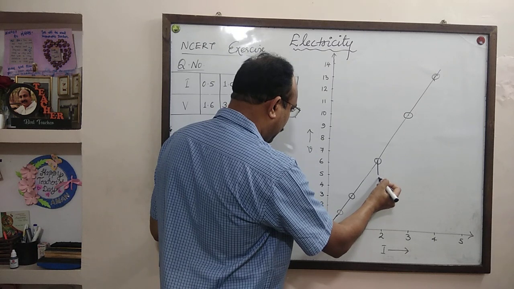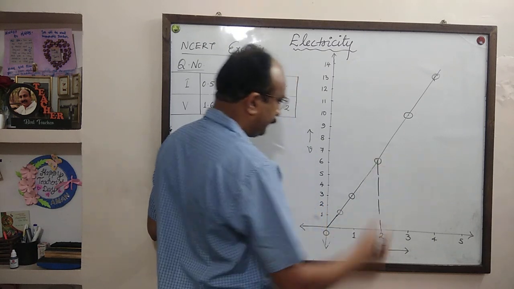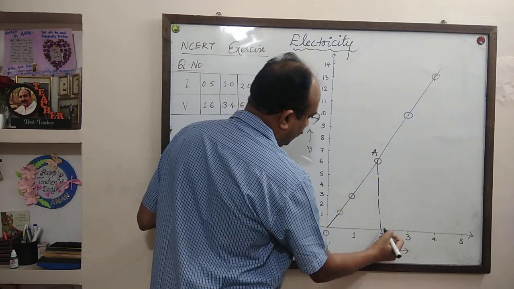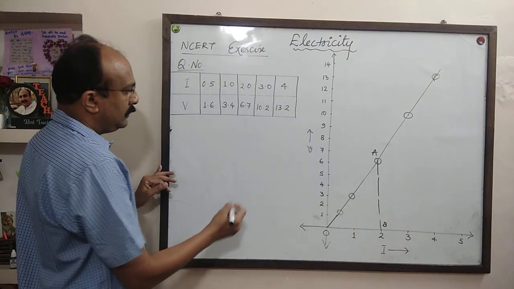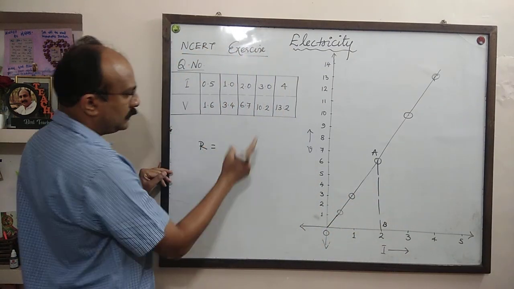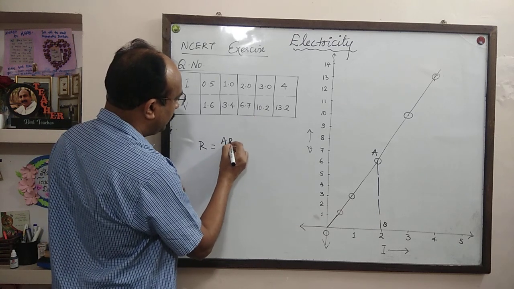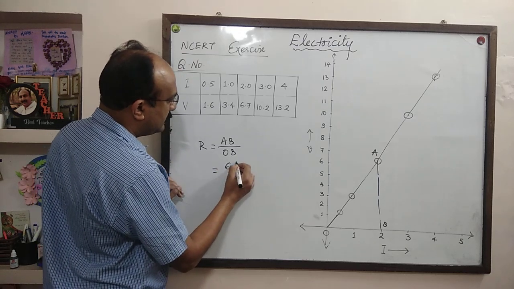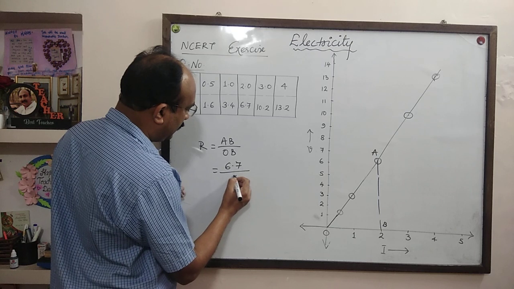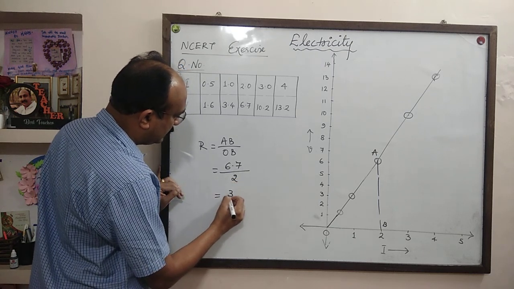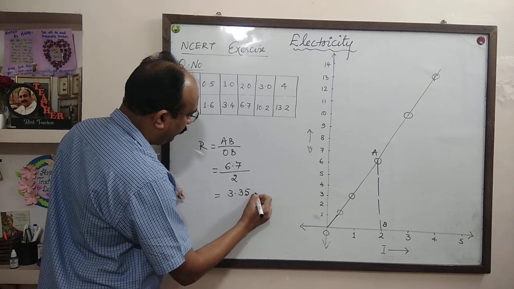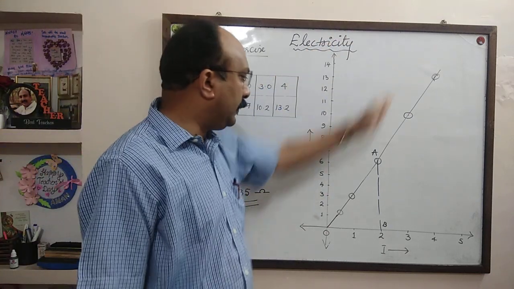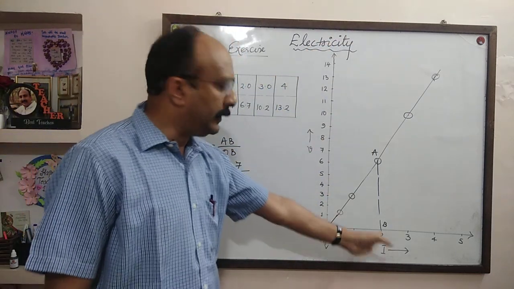And draw a perpendicular. This is 6.7, name it as A, and this is B. So R is equal to AB upon OB, and AB is 6.7, OB is 2. So the answer is 3.350. In this way, you can take any point of this graph, any point, draw a perpendicular.